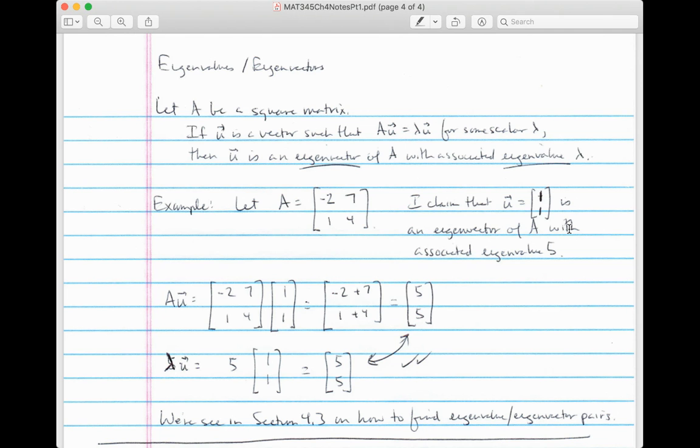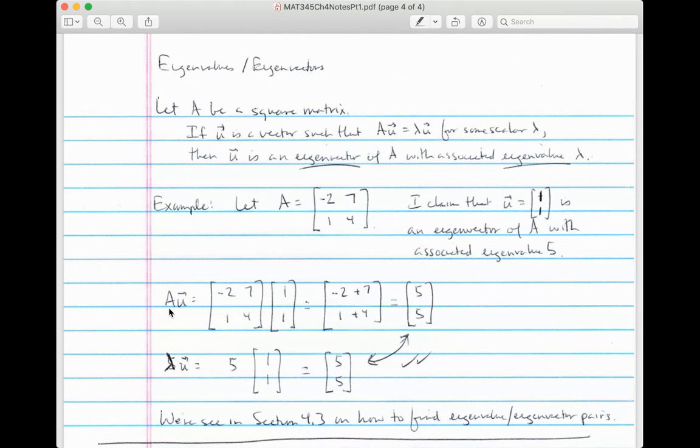So again, U is a column vector. And as an example, we're going to let A be the matrix negative 2, 7, 1, 4. And I'm going to show you that the column vector U equals 1, 1 is an eigenvector of this matrix with associated eigenvalue 5. And the way we do that is I just perform the matrix multiplication AU, and then I'll take the scalar multiplication lambda U, and I'll show that I get the same thing.